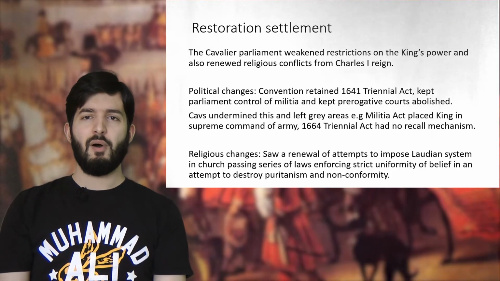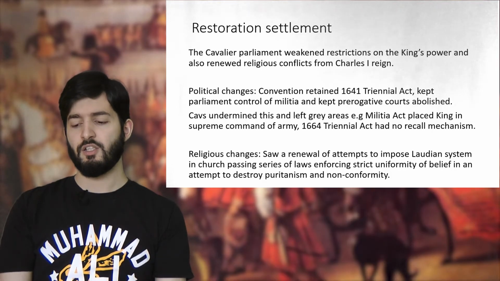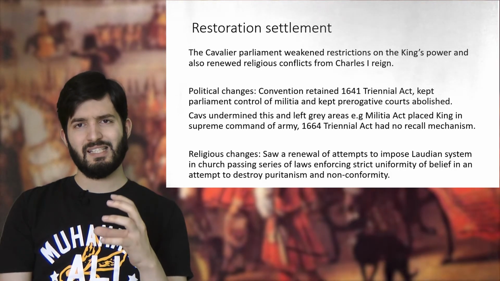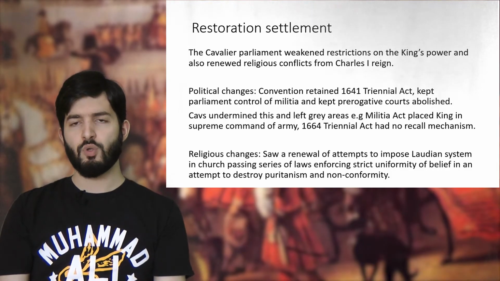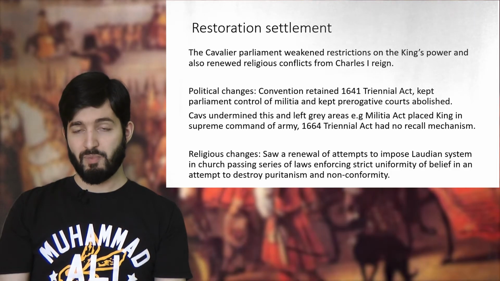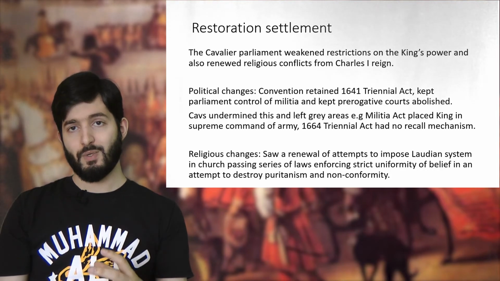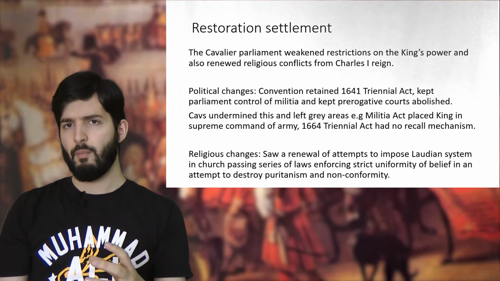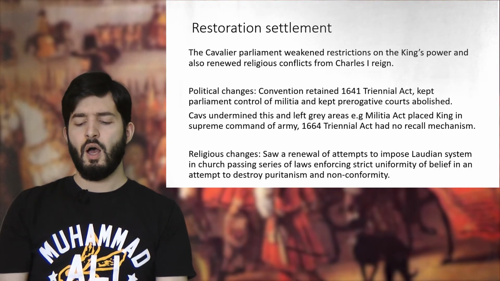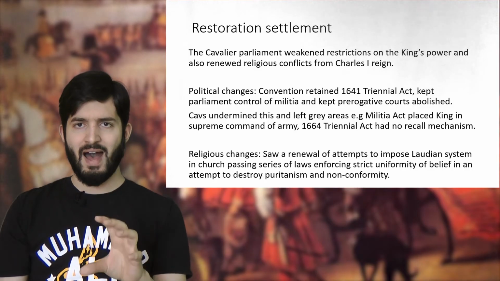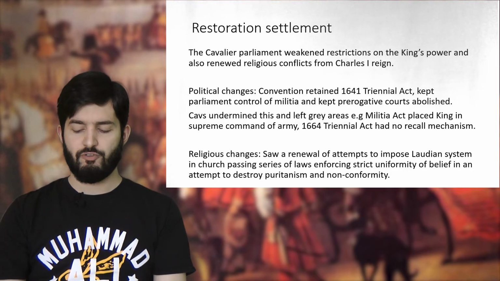And so the Cavalier Parliament sees a renewal of attempts by strict high church Anglicans to reimpose the Laudian system, this Arminian church system, and basically pass a series of laws that enforce quite strict uniformity of belief in an attempt to destroy Puritanism and any sort of lingering nonconformity, which had obviously been spreading quite a lot during the interregnum. This combination of acts is often referred to as the Clarendon Code. So that basically refers to a series of 4 or 5 acts passed by the Cavalier Parliament that essentially try to enforce uniformity and strict uniformity.